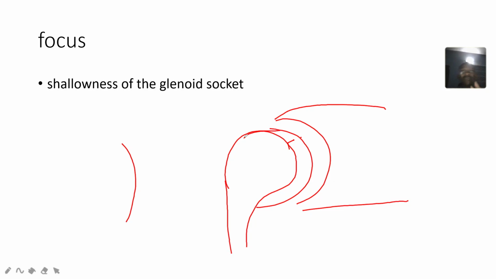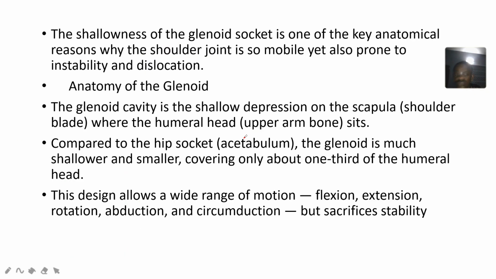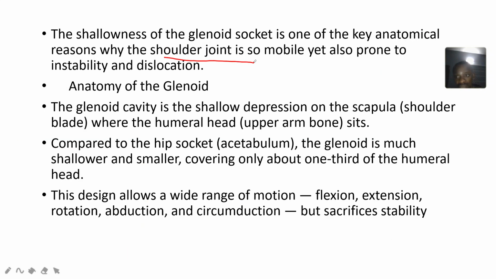Every time, a person having a shallow glenoid socket will always be having dislocation of the shoulder. It's actually one of the key anatomical reasons why somebody's shoulder is prone to becoming unstable and the person will always be having dislocations. So let's look at the normal so that we can know the abnormal.